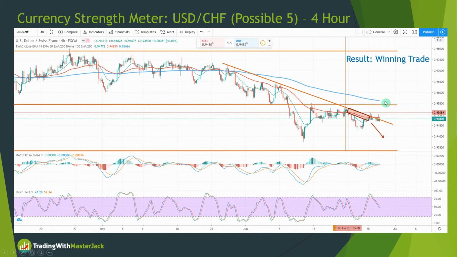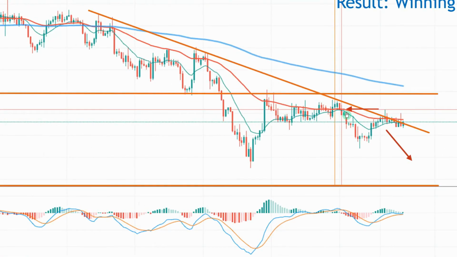And the actual result, as you can see, it did have rejection of price there and had continued in its downward direction. My entry was actually just over there, over on this rejection of the price, and I went in my short position and took profit around about there.